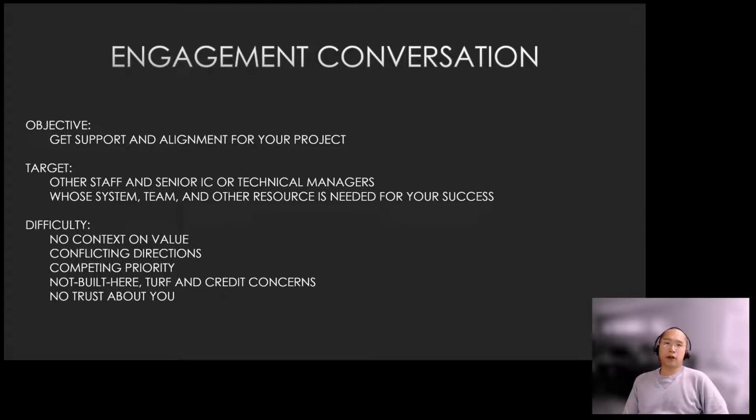Is he taking my scope? What does that mean for my promo? And all of those political concerns. And those are difficult to address because you are more distant, which means you have to escalate higher, and it's easier to build a mistrust. So the last thing is that there may be no trust about you.